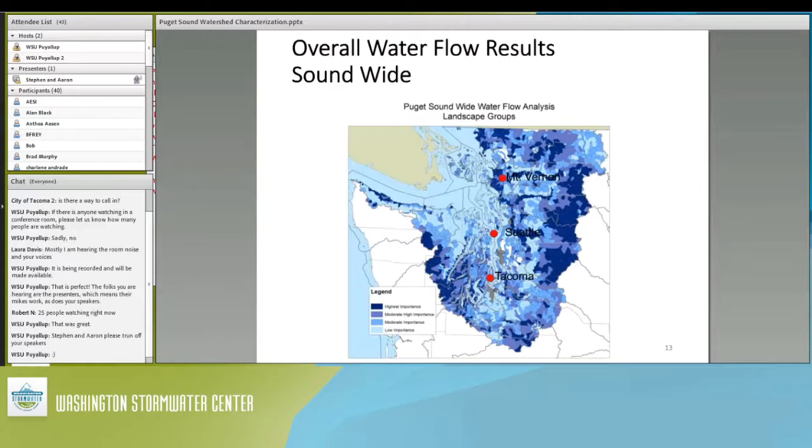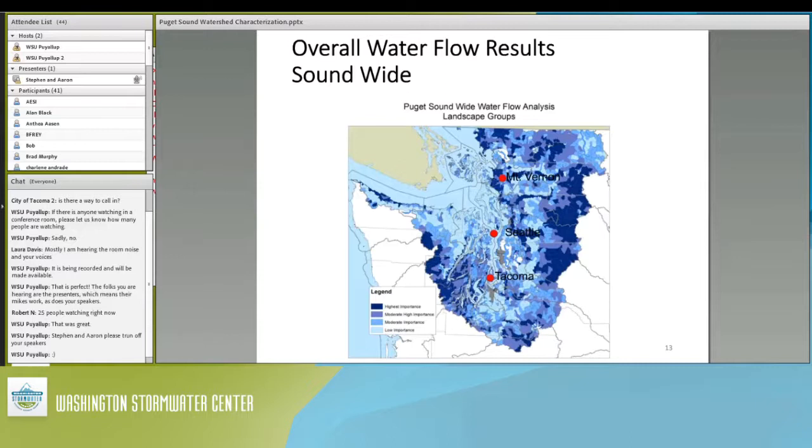So here's a map of approximately the 3,000 assessment units throughout Puget Sound. They range from approximately 5 to 7 square miles down to 1 square mile. They're larger in the upper watershed in the mountainous area, and this map shows you what has the highest importance with that model one, which is the dark color, and the lower importance, which is in the lighter blue.